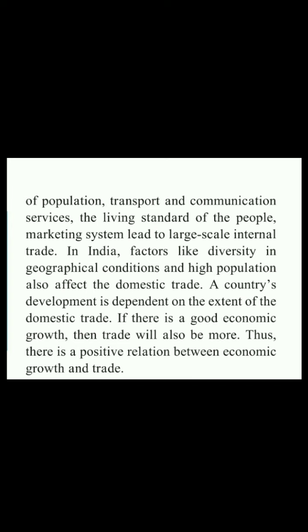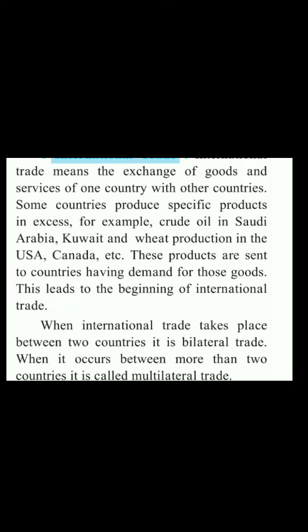A country's development is dependent on the extent of domestic trade, and India is fortunate enough to have very good internal domestic trade. If there is good economic growth, then trade will be more. Thus, there is a positive relation between economic growth and trade. Positive relation means there is a direct relation. If the internal trade is more, the economic development of the country will be more. Or if the economic development of the country is more, internal trade will also be more. I hope this is clear.